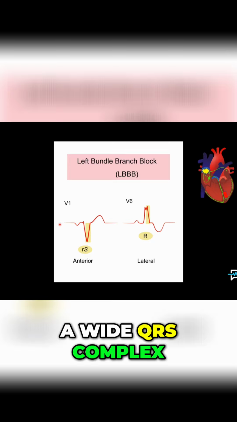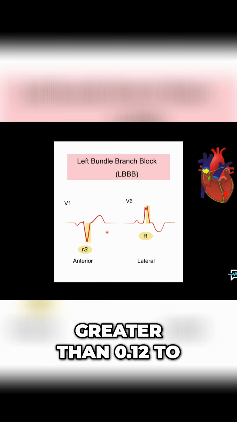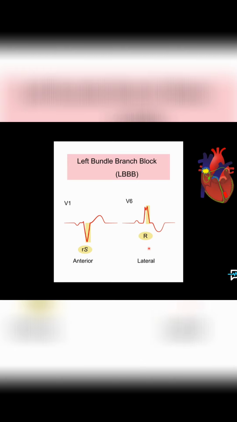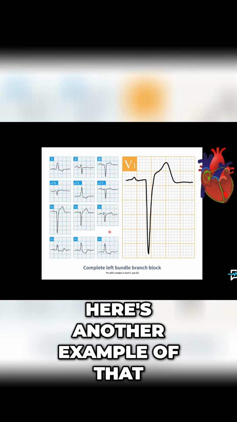And of course, it has to be a wide QRS complex greater than 0.12 to fit the criteria, but these are your normal morphologies in a left bundle. So here's another example of that.